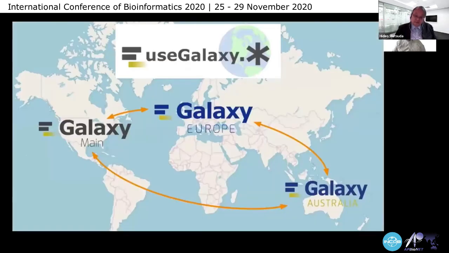And what do I mean by anywhere around the world? Well, usegalaxy.star is a collaboration between large Galaxy servers in Australia, in Europe, in the US, and coming online soon will be Galaxy India, as well as some other Galaxy servers around the world. We're a collaboration, and we do a lot of sharing of data and resources to do large analyses.